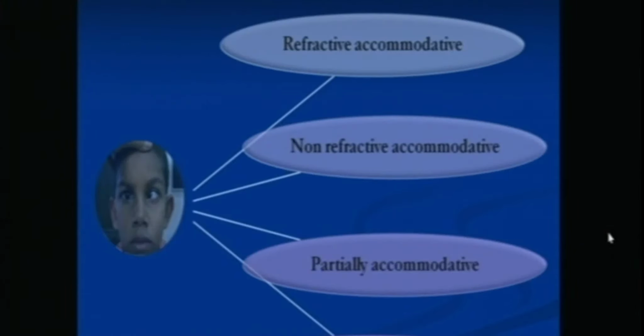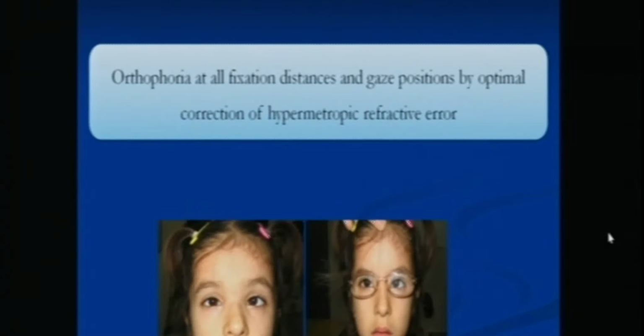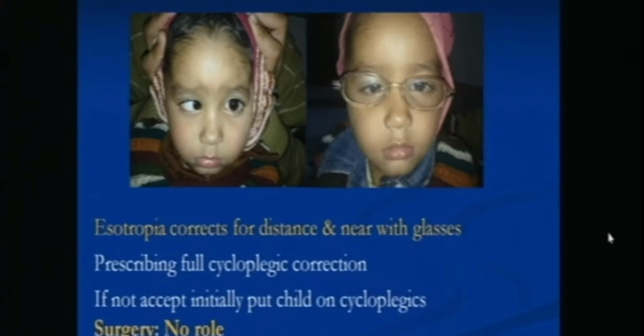It can be refractive accommodative, non-refractive accommodative, partially accommodative or hypoaccommodative. Refractive accommodative just requires a pair of glasses to correct them for both distance and near. The treatment is prescribing full cycloplegic correction. If the child initially does not accept it, keep him on cycloplegics for a while. And it's important, the moment you refract, you give them the glasses immediately. Do not call the child for PMT. You need the cycloplegic effect so that the child accepts glasses. No role for surgery in these.